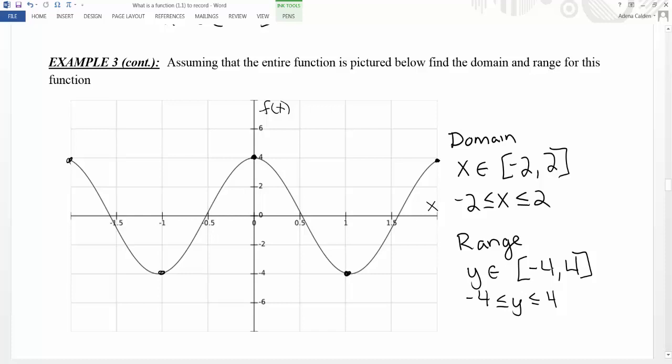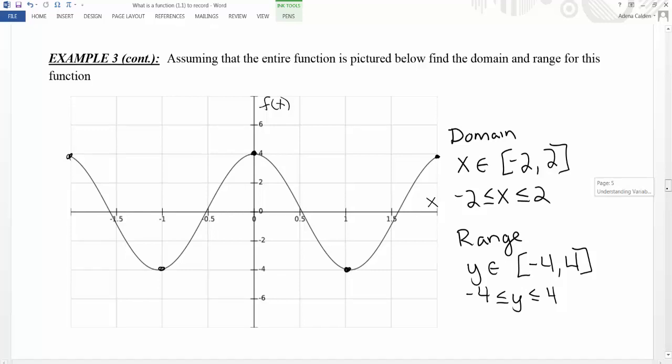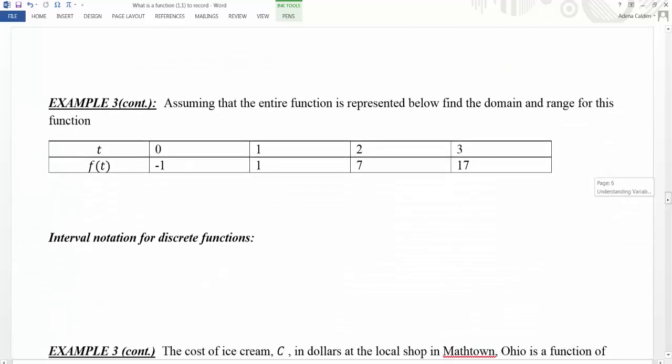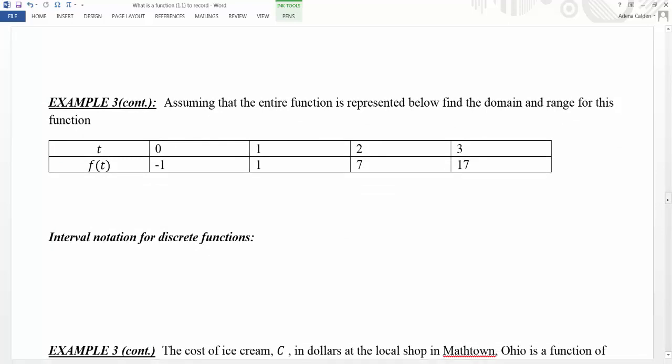Now let's consider what happens when we have a table. I hope you already have a sense that we're going to have to do something a little bit different because tables are not continuous. Assuming that the entire function is represented below, find the domain and range for this function. The domain here is going to be the values that t can take on, because in this particular example, t is our independent variable. Here, t can take on the values of 0, 1, 2, and 3. So my domain here is those values: 0, 1, 2, and 3. And then my range is going to be the values that f of t can take on.